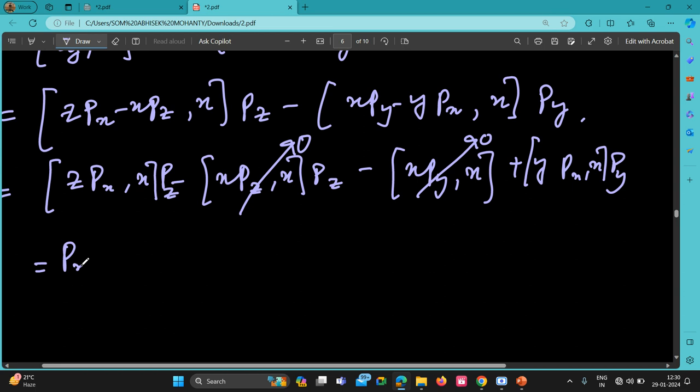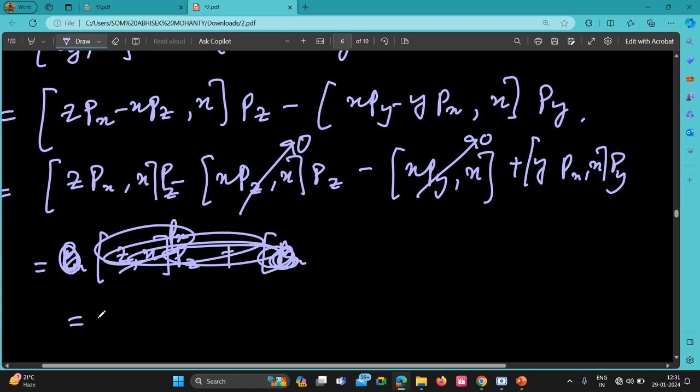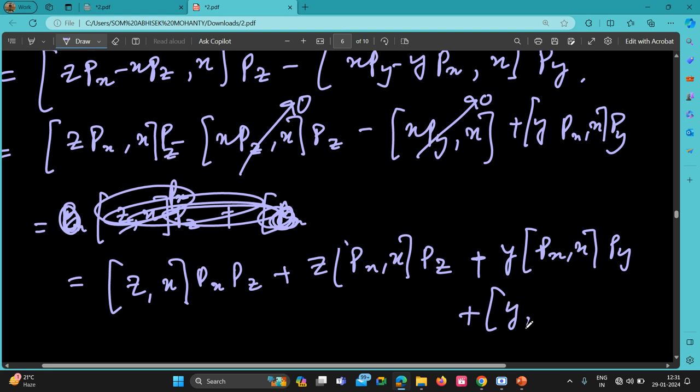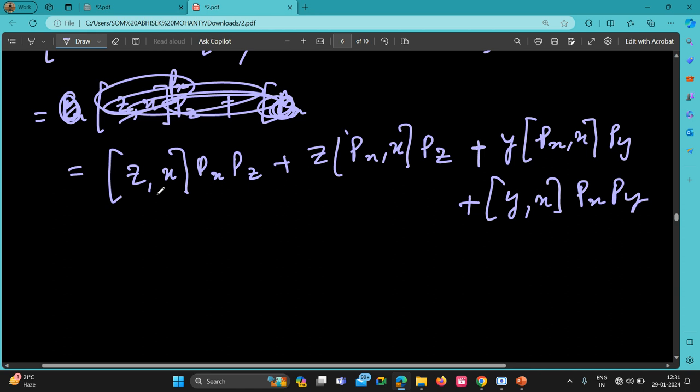If we do it this way: Z [X, P_X] P_Z plus... sorry, P_X should go this side. Z X P_X P_Z plus Z P_X X P_Z, minus, plus Y P_X X P_Y plus Y X P_X P_Y. So ZX is what? Again, this one is 0, right? So only these two terms will be left, right? This is your 0. So these two terms will be left.